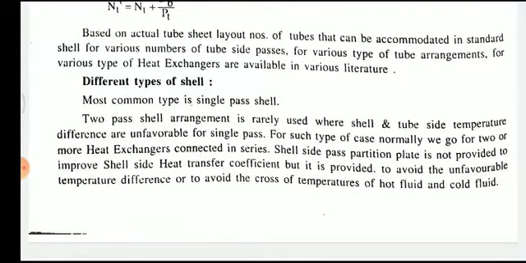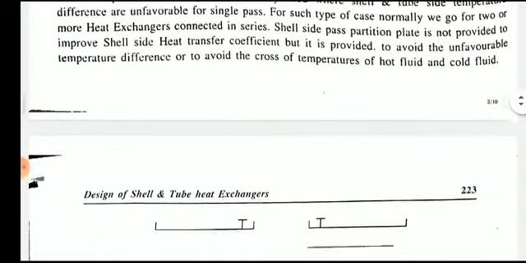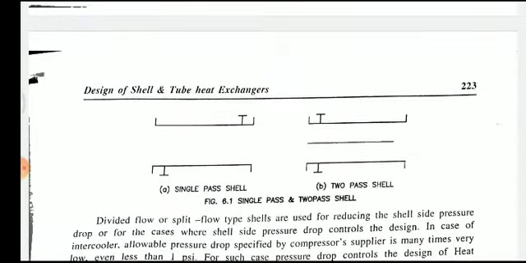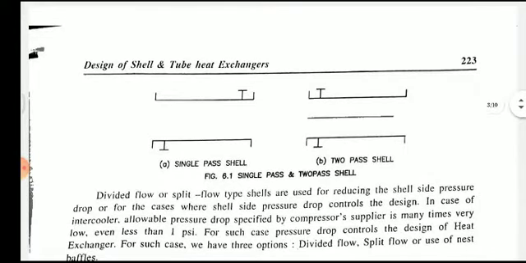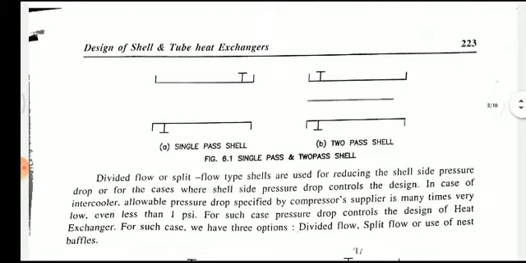Then different types of shell. The most common types are single pass and two pass. Okay, single pass and two pass. So the number of passes in the tube: single pass means a single flow is passed in the vessel, and two pass means more than one pass of fluid is passed in the shell.